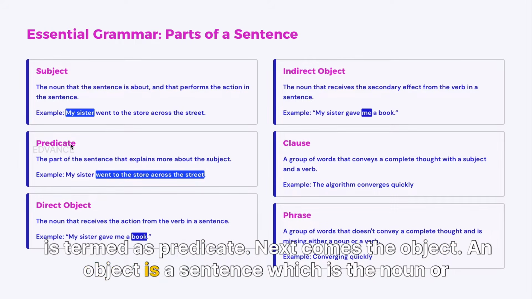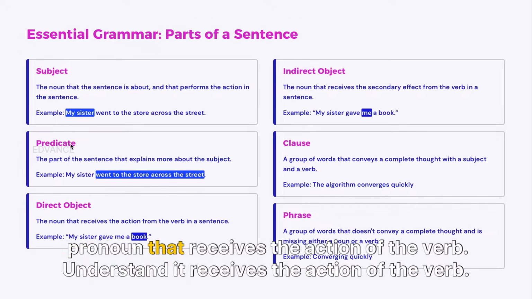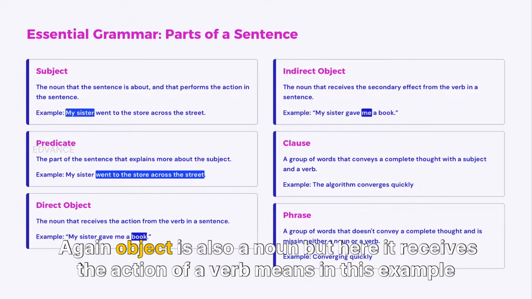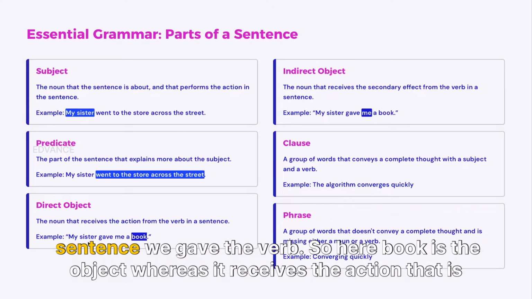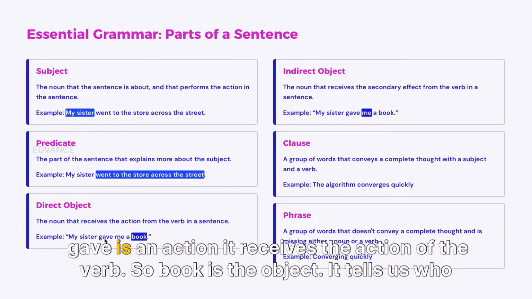An object is a noun or pronoun that receives the action of the verb. Understand? It receives the action of the verb. Again, an object is also a noun, but here it receives the action of a verb. In this example sentence, we gave is the verb. So here book is the object, whereas it receives the action, that is, gave is an action, and book receives the action of the verb. So book is the object.